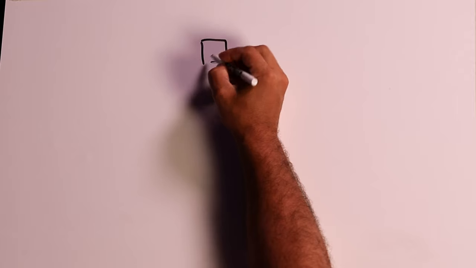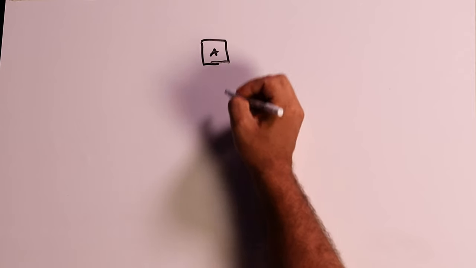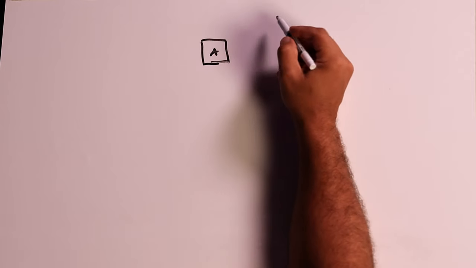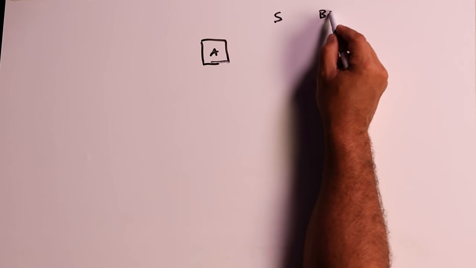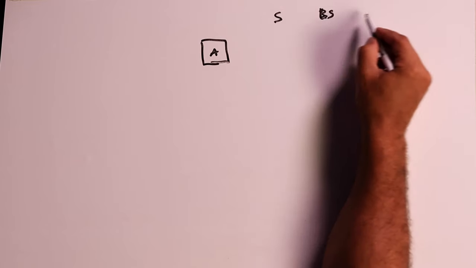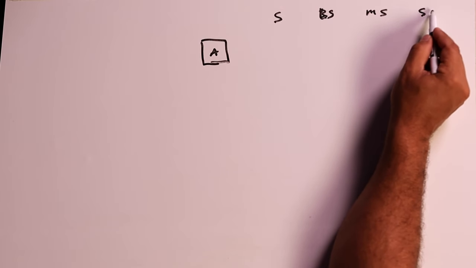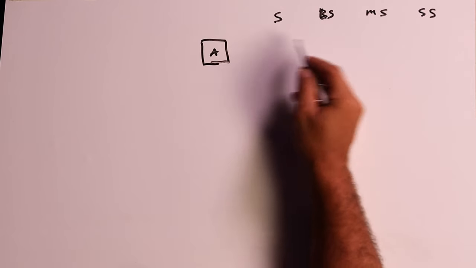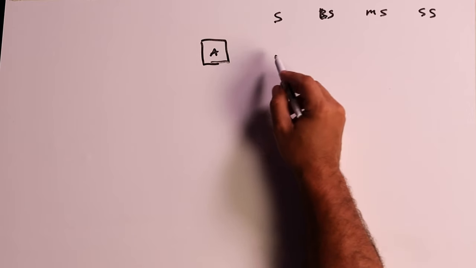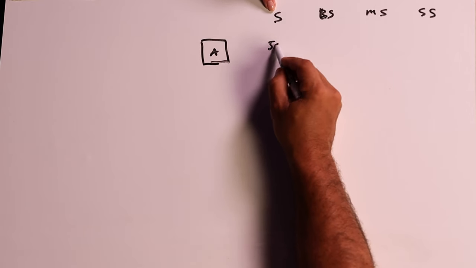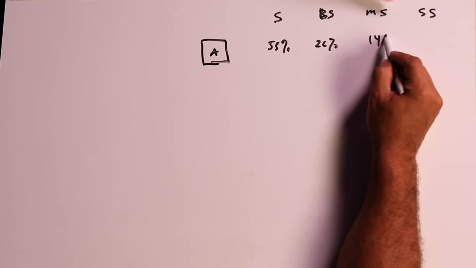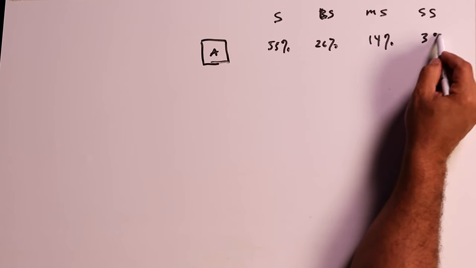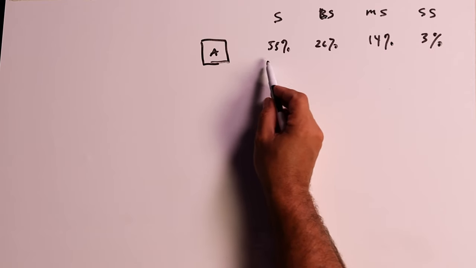In the first situation, you have a square labeled A. And we asked them, how would you name this? Would you name it square, large square, medium square, or small square? And some percentages name it. I think this was 55%, 26%, 14%, and 3%.